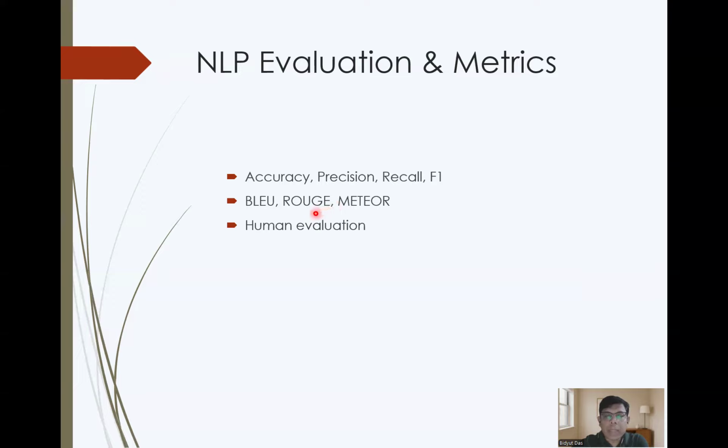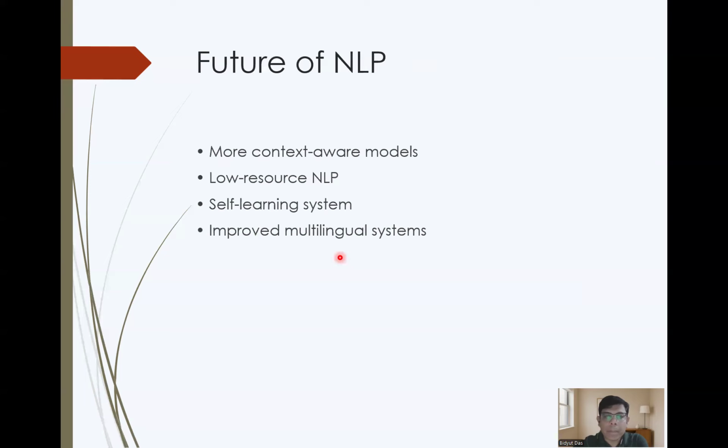ROUGE and METEOR also perform the same task to evaluate the NLP output. Also, when there are no systematic measures, then we evaluate the NLP output manually.